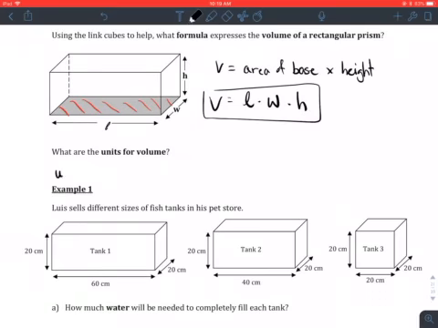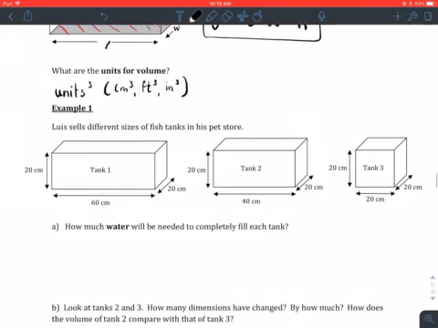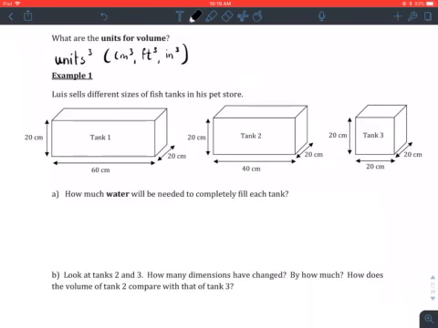And our units are going to be cubed. So these are centimeters cubed, feet cubed, inches cubed, and so on. So I look at that first example.